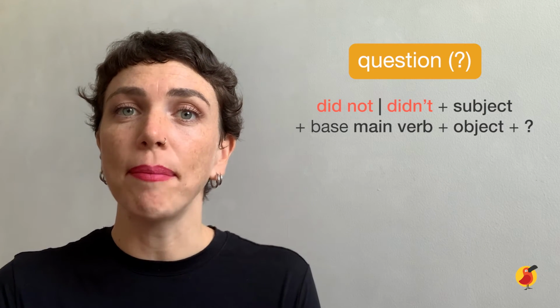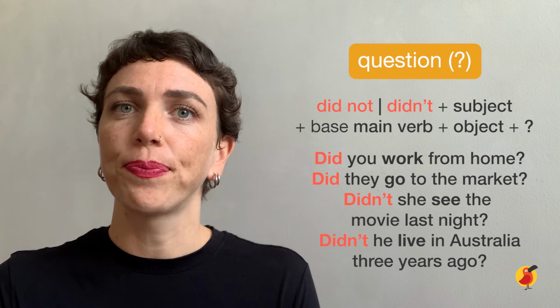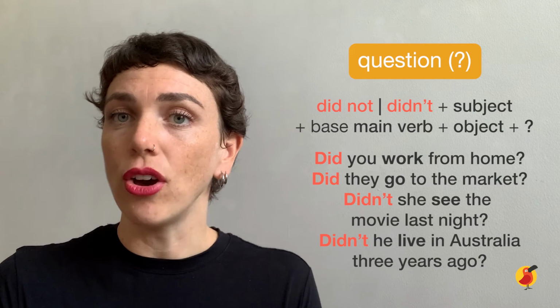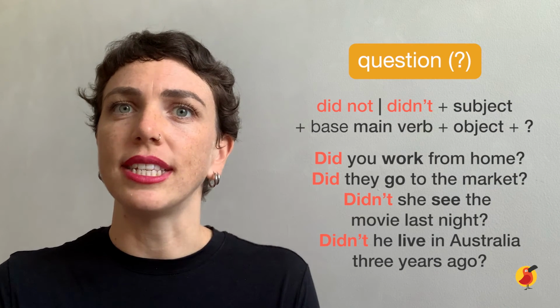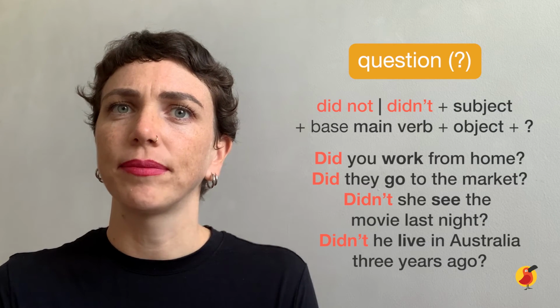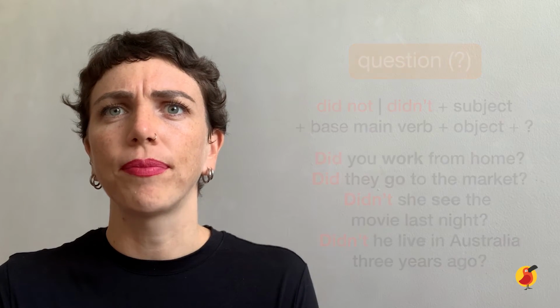Here are some examples. Did you work from home? Did they go to the supermarket? Didn't she see the movie last night? Didn't he live in Australia 3 years ago?